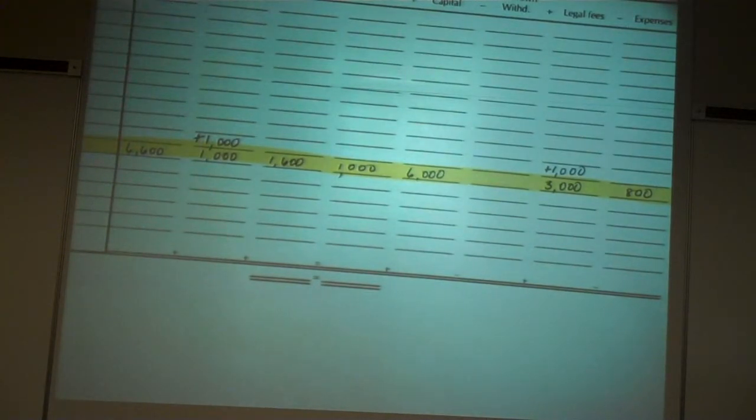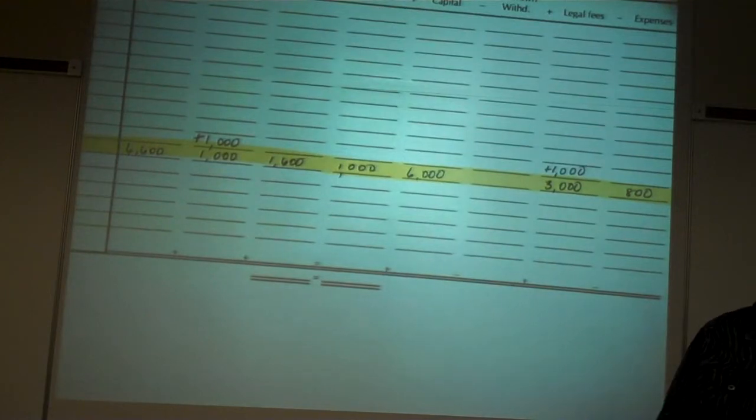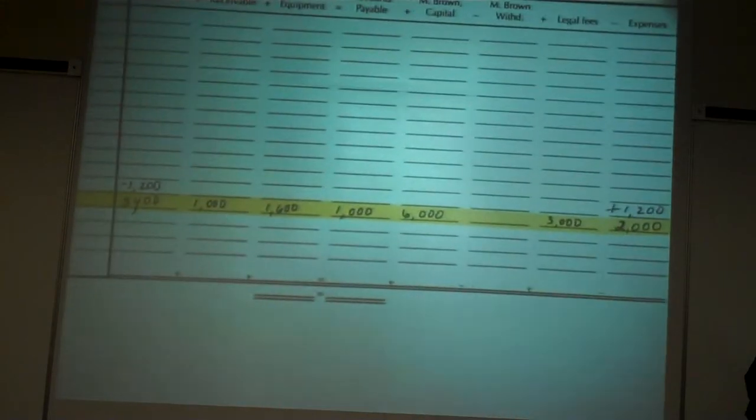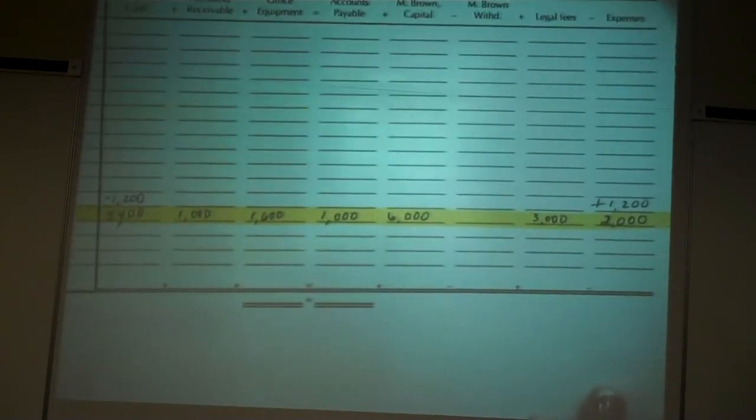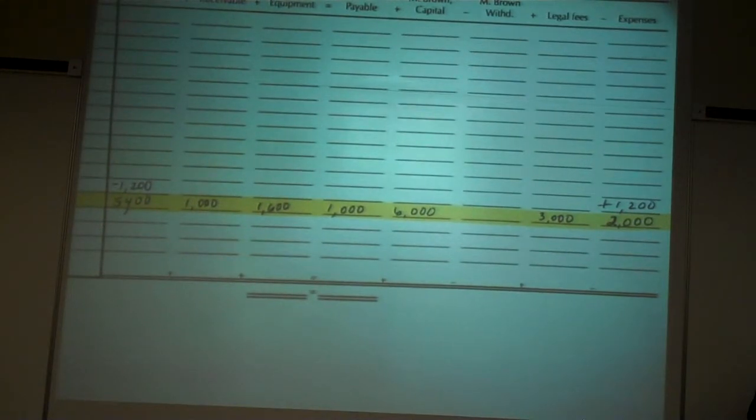G, paid rent, $1,200. What accounts are affected by that? Expenses and cash. Okay, expenses and our cash. What would that expense be called that we're using for that rent? Rent expense. It's getting a little busy, isn't it? Minus for cash, and then a plus for our rent expense.